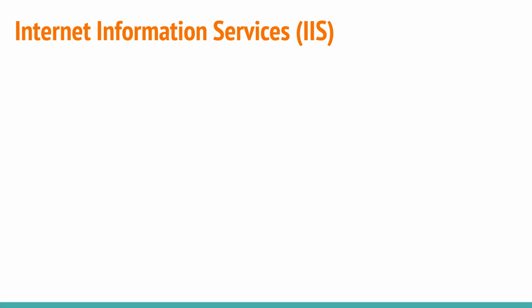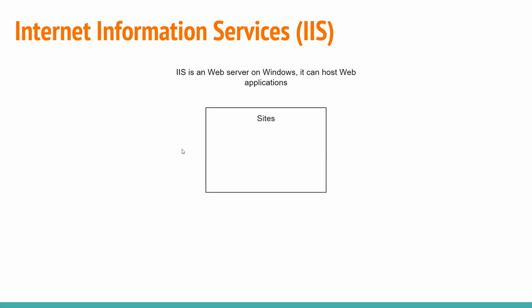So this is how in practice we actually run a Windows server on a system. We use IIS. IIS is a web server on Windows. It can host web applications. We've been learning about web applications for a while now and how to actually create them. We've seen how to create the browser side and the server side. But what we haven't discussed is a technical definition of what a website is.